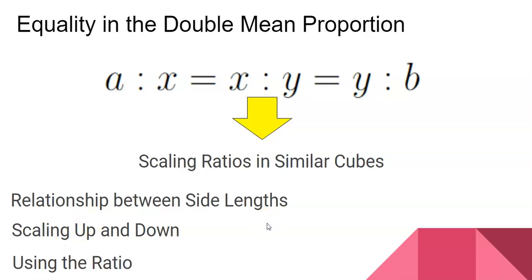Using the ratio Y over X is crucial because it dictates how much larger or smaller the cubes are relative to each other. So it serves as a scaling factor that allows us to transition between different sizes while maintaining a geometric similarity between the cubes.